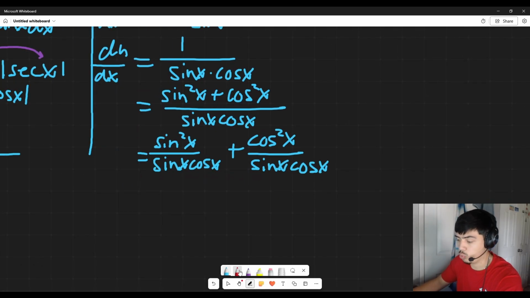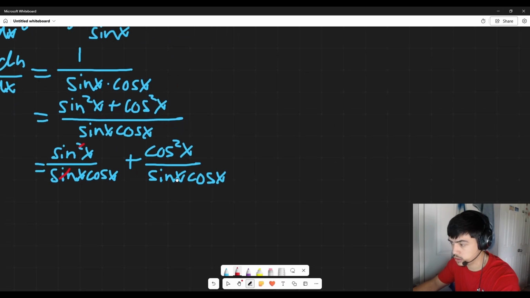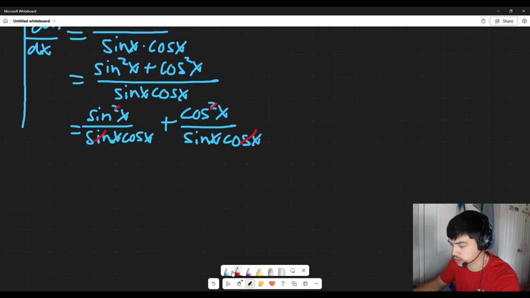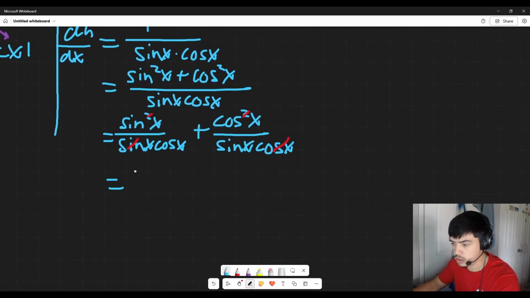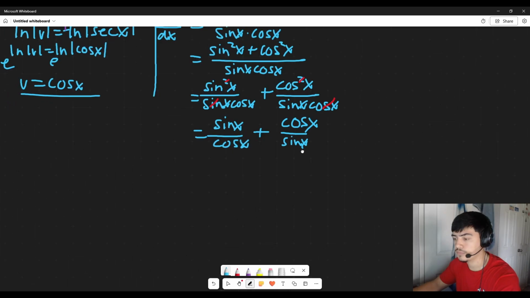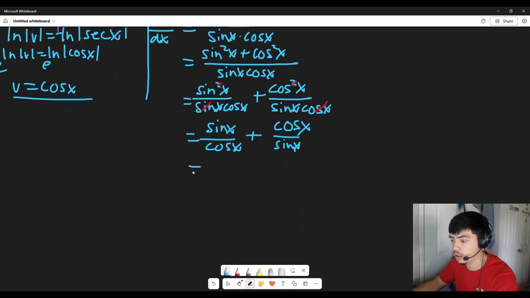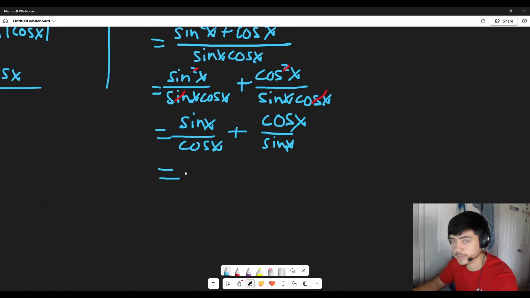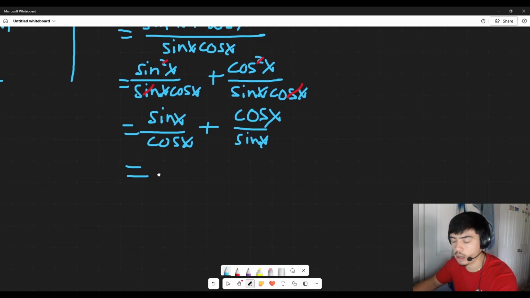Now that we did that, we can go ahead and cancel one of these sines and cancel out one of these cosines, leaving us with sine x over cosine x plus cosine x over sine of x. And now, I know this is getting pretty long, but this is a good example so you guys can be exposed to these harder, challenging problems.